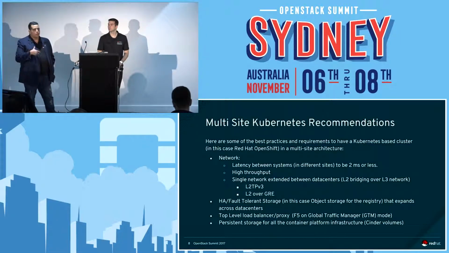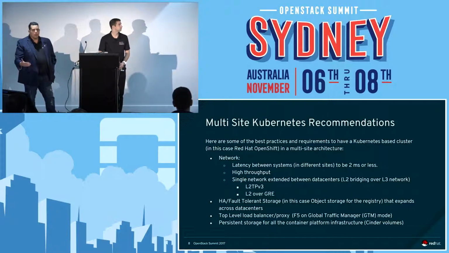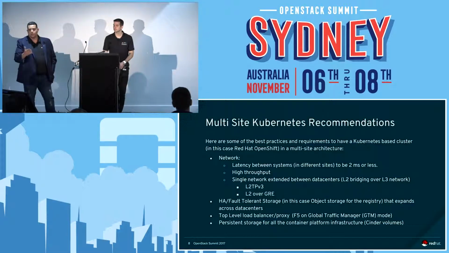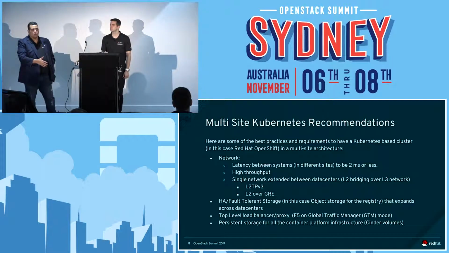The way that we did it, because we just use OpenStack networking, we did L2 over GRE in order to extend a provider network between the 2 data centers. Now, if you are using a commercial SDN implementation, like Nuage, you could probably have this capability built into the SDN.